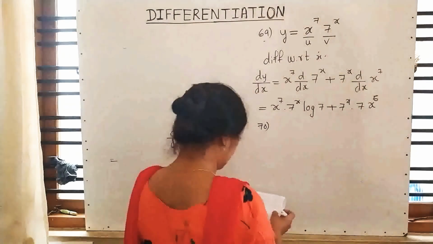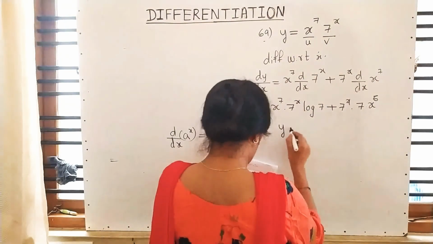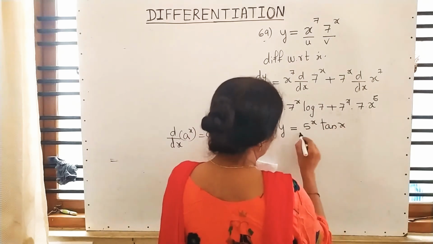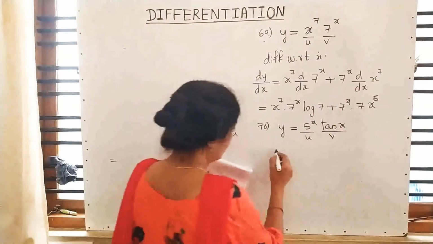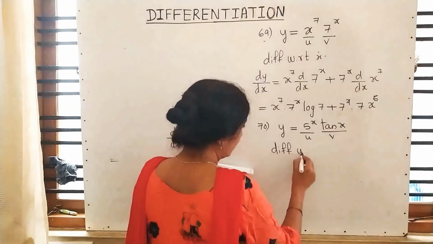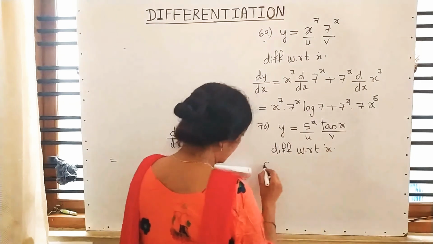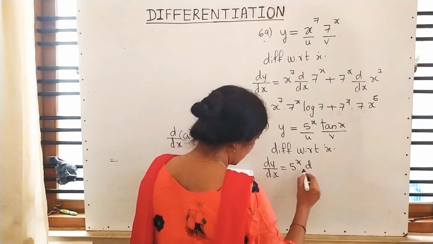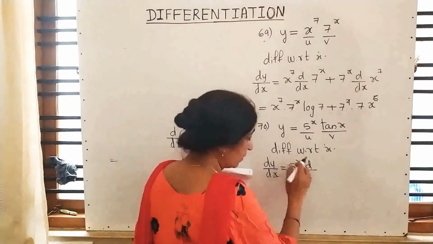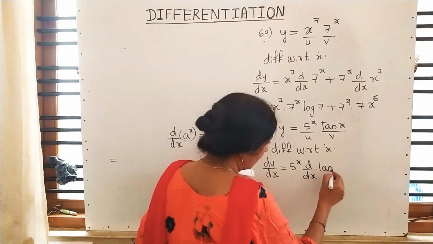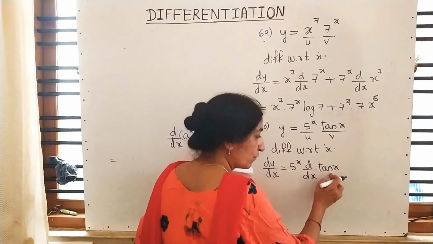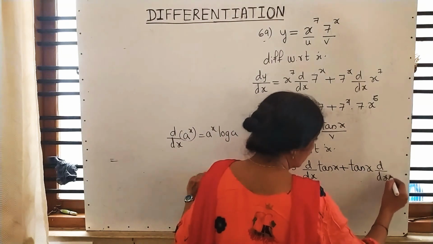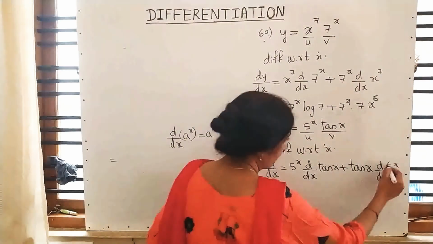Question number 70. y is equal to 5 raised to x into tan x. See students, again this is u into v. Differentiating with respect to x, dy upon dx is 5 raised to x into differentiation of tan x, that is u into differentiation of v, plus tan x into differentiation of 5 raised to x.